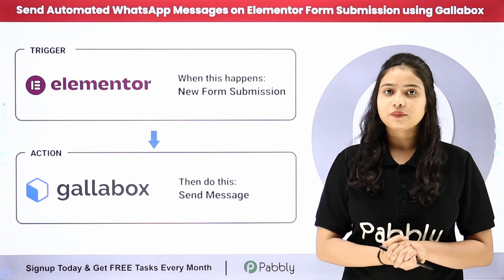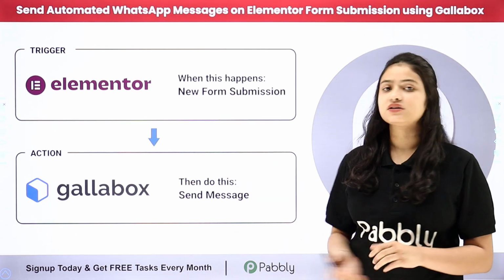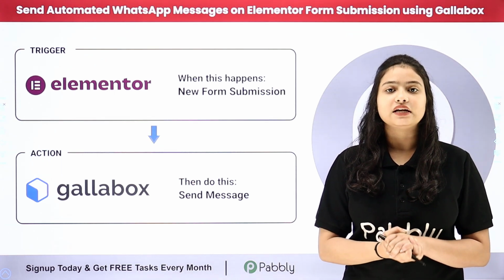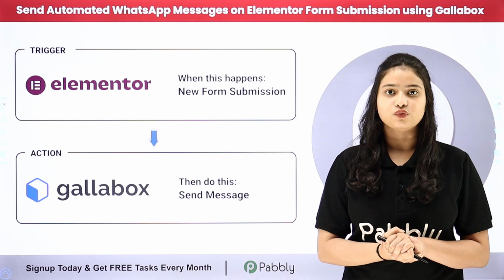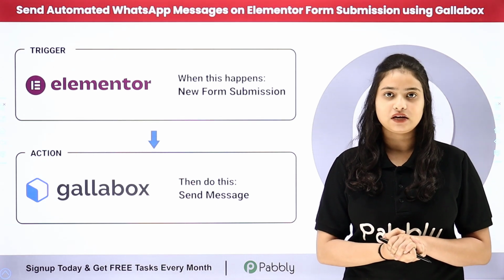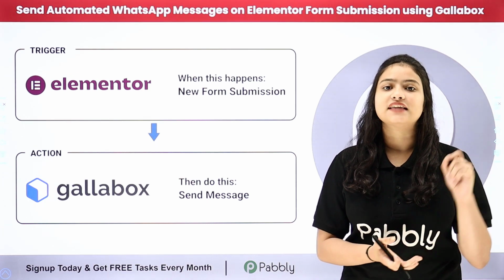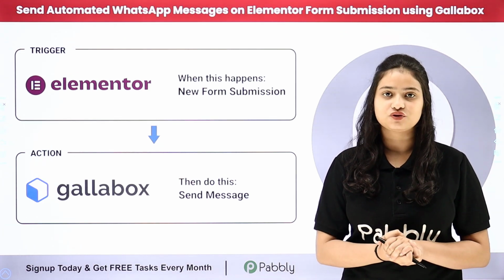Now I am simply going to set up a connection between Elementor and Gallabox in such a way that whenever a lead is going to submit the form on Elementor, immediately a message should be sent to that same person on WhatsApp with the help of Gallabox template message. And how am I going to automate this entire process? With the help of Pabbly Connect, that too without the requirement of any coding and programming skills.